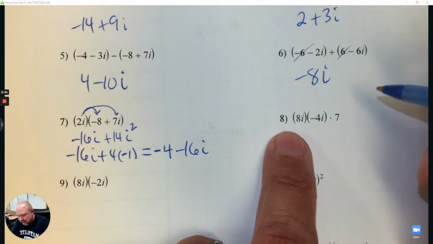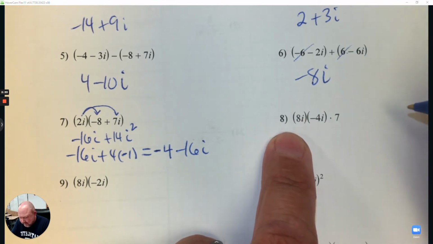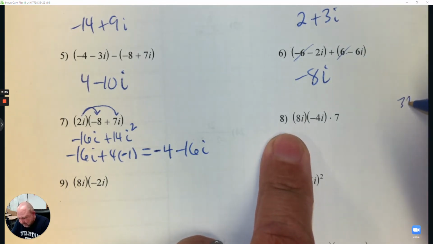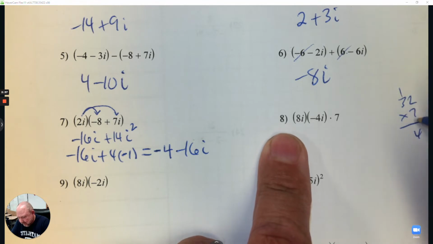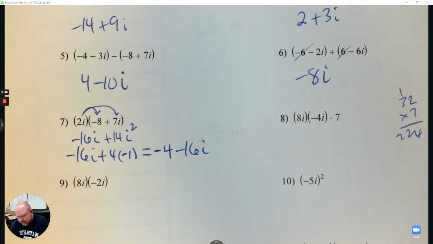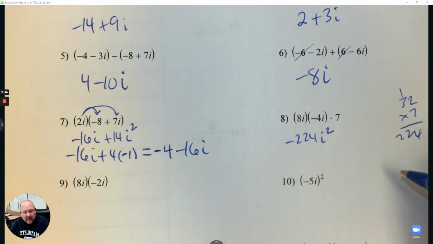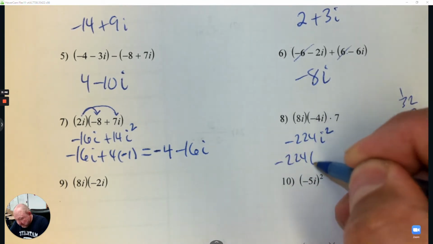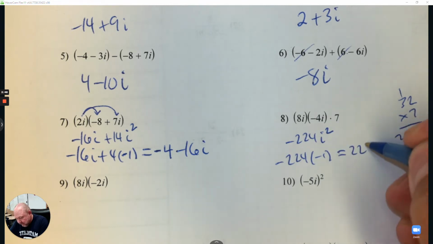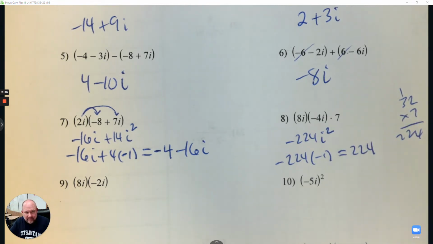Here, multiply it together. Oh, this is a big number. 8 times 4 times 7. I'm crying, but I'm going to try my best. I think it's 224. So, and it's a -224. And then i squared. We said i squared is -1. So that becomes positive 224. Now it's a real number.